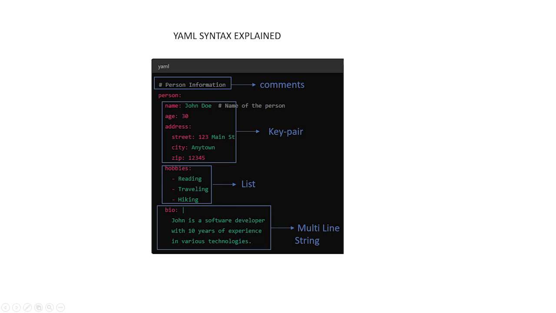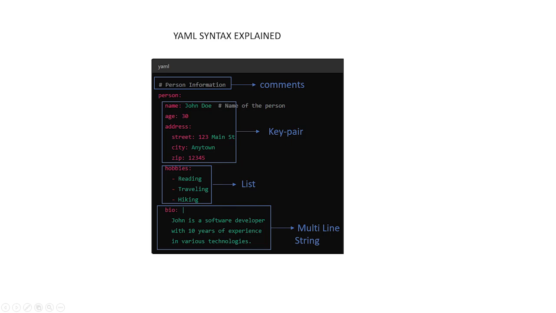Street is the key, then you can say any street name. Okay, city, zip code, all these are nested structures. Next, we can see how we are defining the list in YAML. So hobby is the key, but the value pairs are in a list. So lists are always defined with the dash.